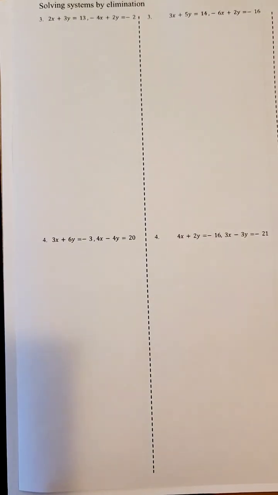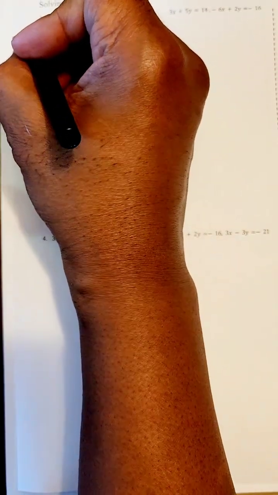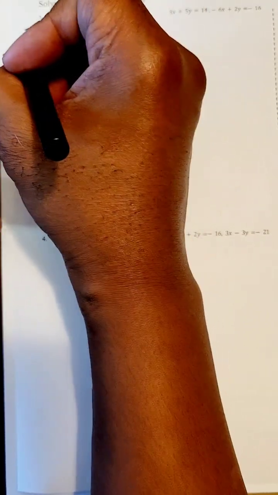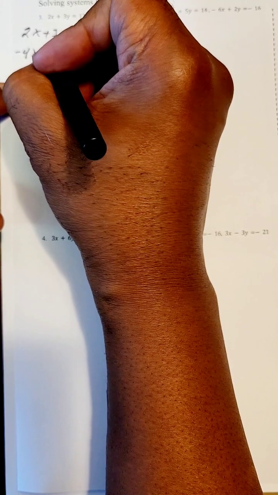Solving systems by elimination. My first equation in my system is 2x plus 3y equals 13. My second equation, which I'm going to stack right underneath it, is negative 4x plus 2y equals negative 2.